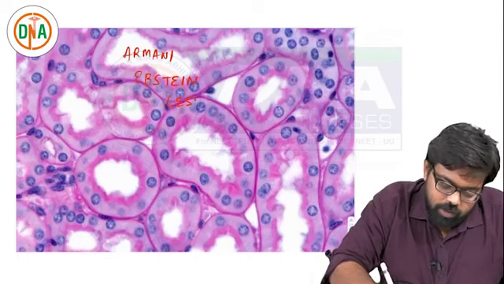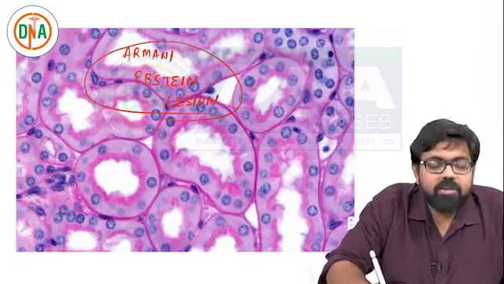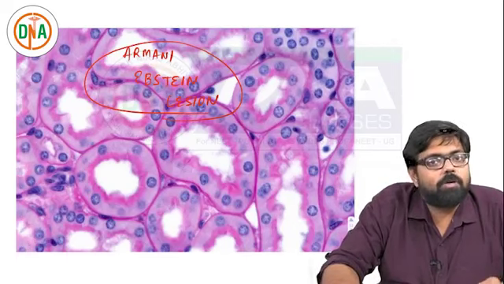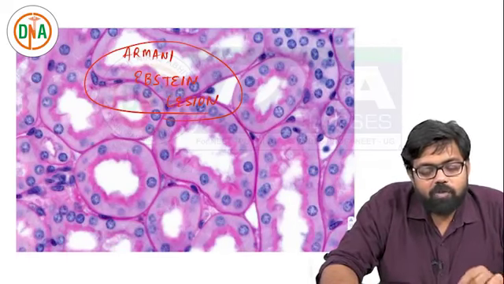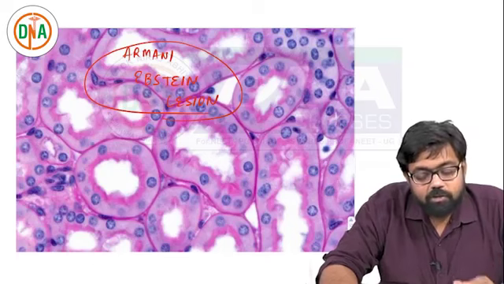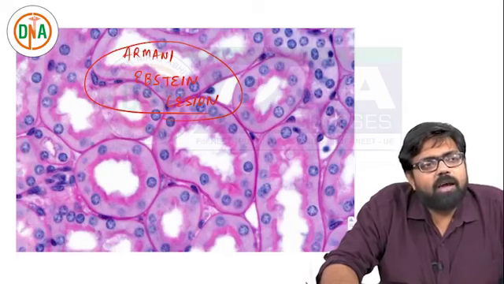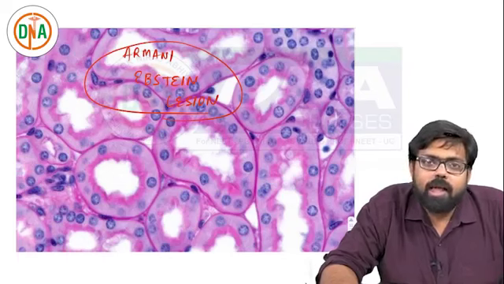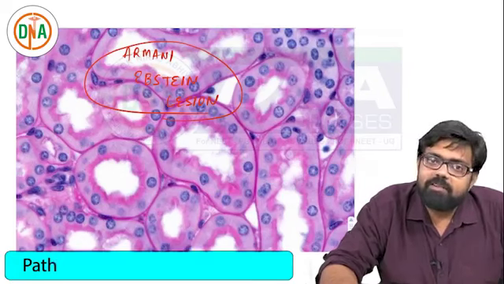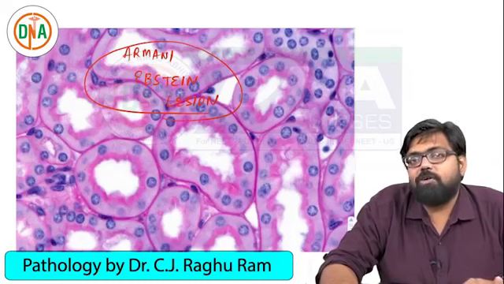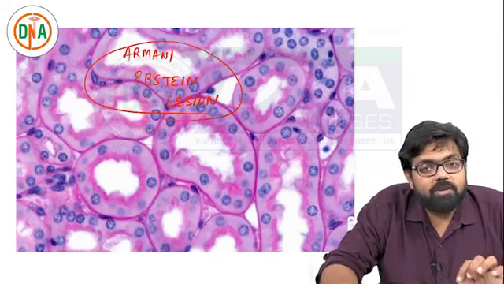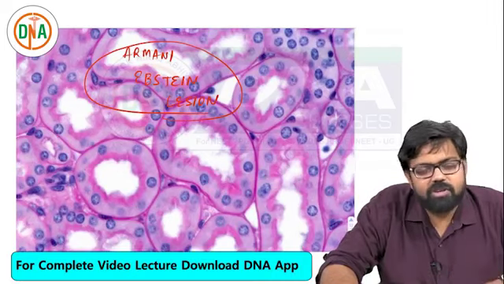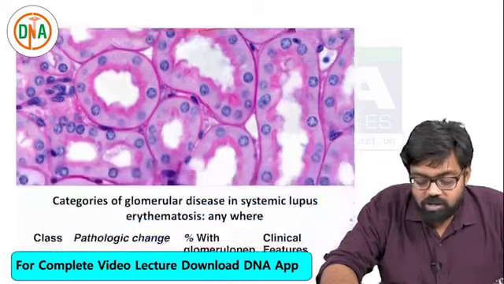Armanni-Epstein lesion is nothing but glycogen deposition in the proximal convoluted tubule of a patient with diabetes. Once an MCQ has been asked: Armanni-Epstein lesion is seen in the glomerular capillaries, basement membrane, parietal cell, visceral cell, or the proximal convoluted tubule? It is the proximal convoluted tubular epithelial cell which shows these changes, not the glomerulus.